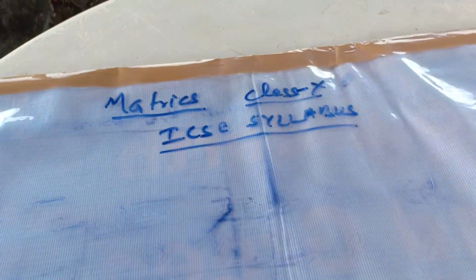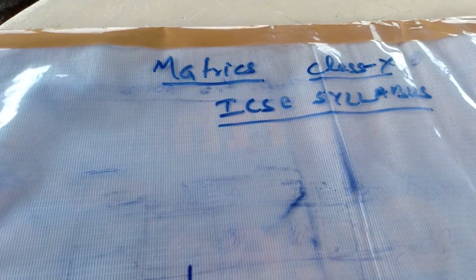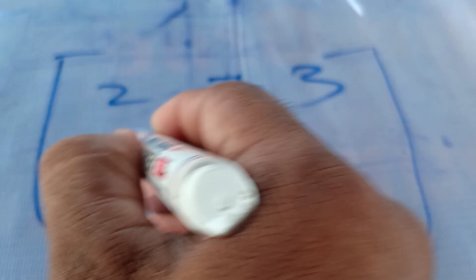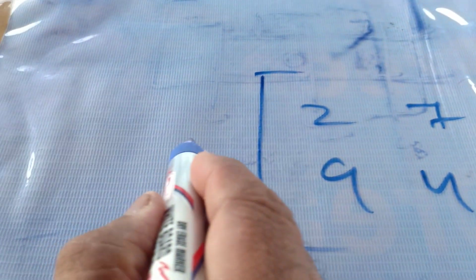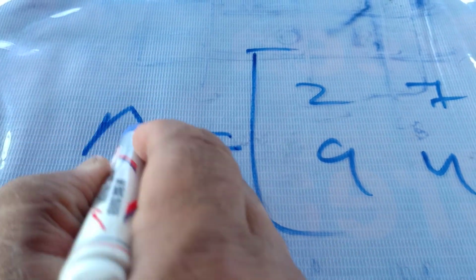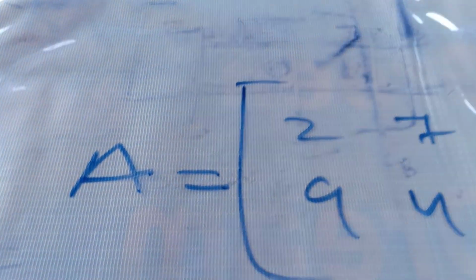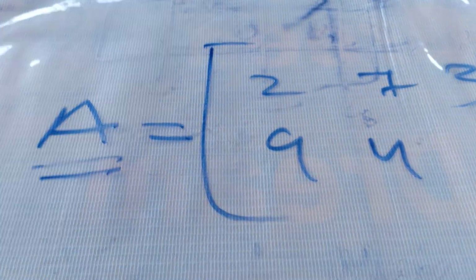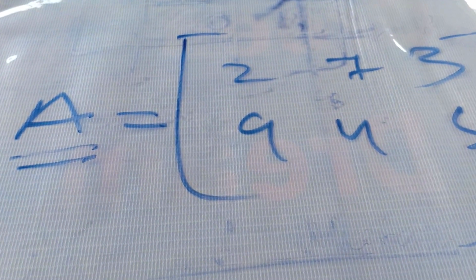Suppose I have a matrix. Let us discuss. This is a matrix I have: 2, 7, 3, 9, 4, 5. This is a matrix, ladies and gentlemen. So I can name it as A or B, anything. Only English capital letters are allowed. Small letters are not allowed.